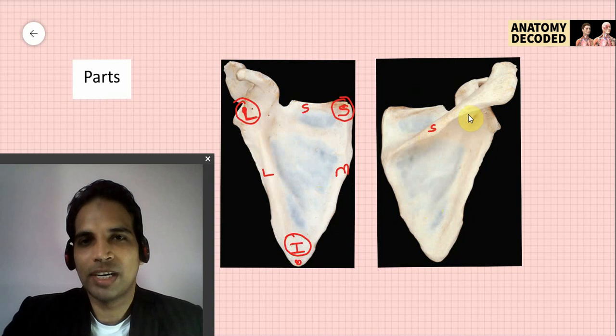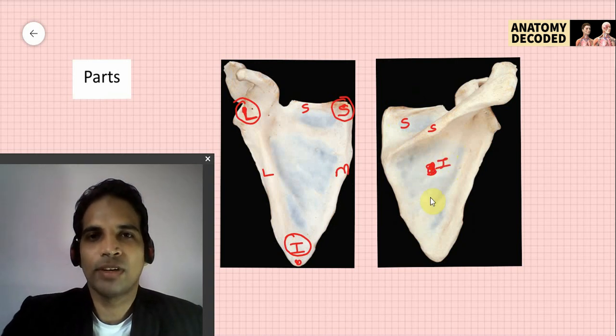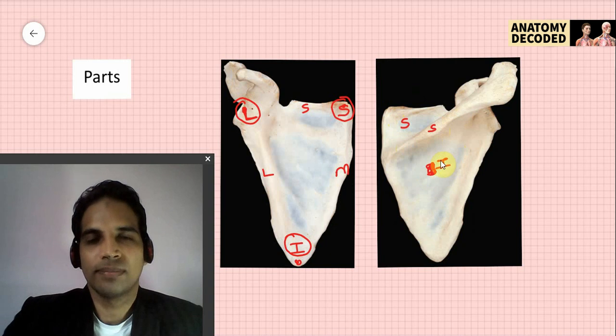It is interrupted by the spine of the scapula, such that the dorsal surface entirely can be divided into two parts. The part here is the supraspinous fossa, and the part here is the infraspinous fossa. So the dorsal surface of the scapula is divided by the spine of the scapula into two regions. One is the supraspinous fossa and the other is the infraspinous fossa.